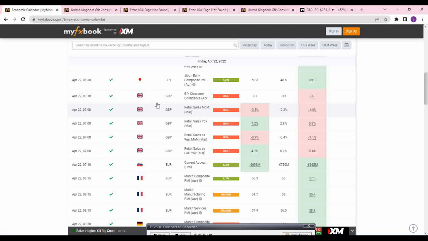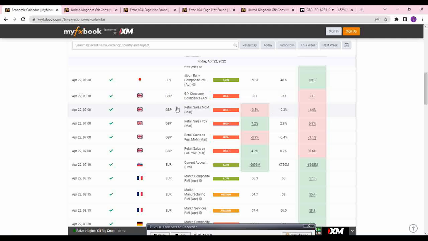You can see the consumer confidence. The consensus, which is the forecast, is minus 33, which is negative 33. The actual figure that came out is minus 38, which is lower than expected. Lower than expected is going to cause a fall for pounds. It's going to cause a bearish movement for pounds.